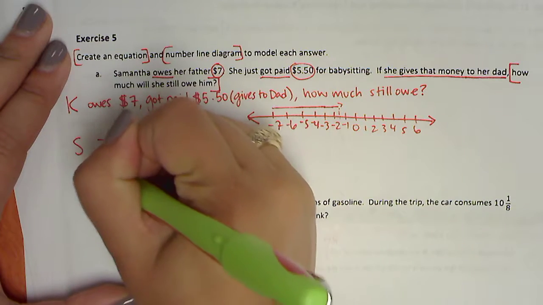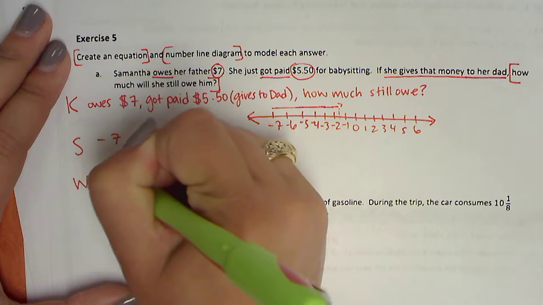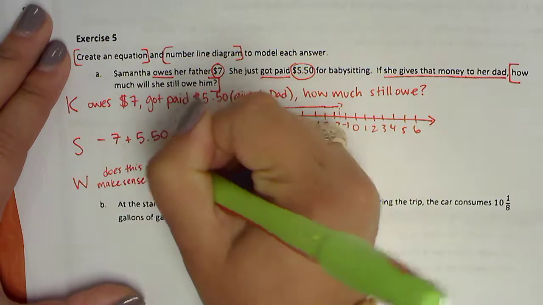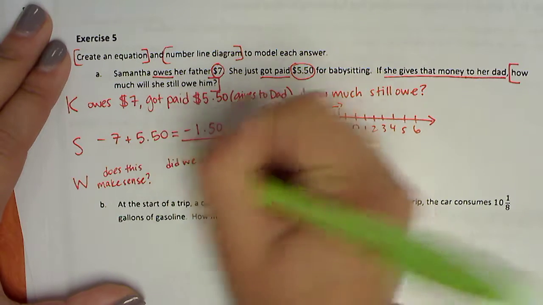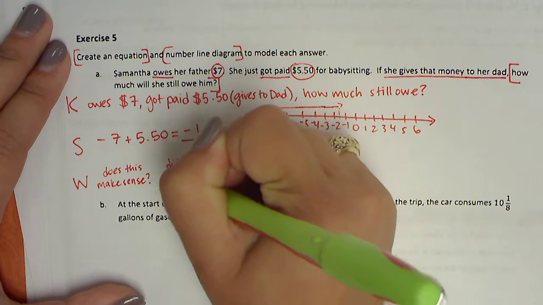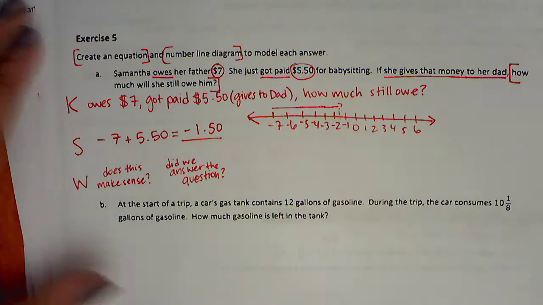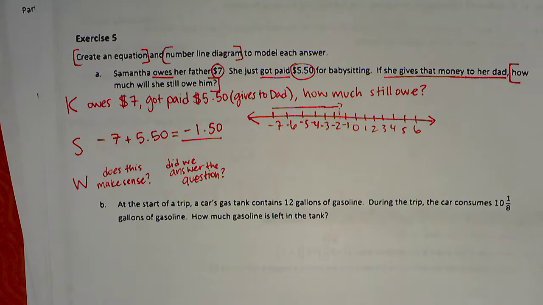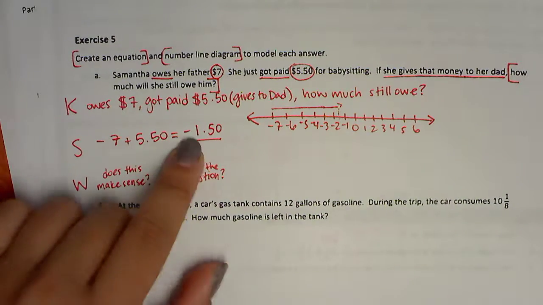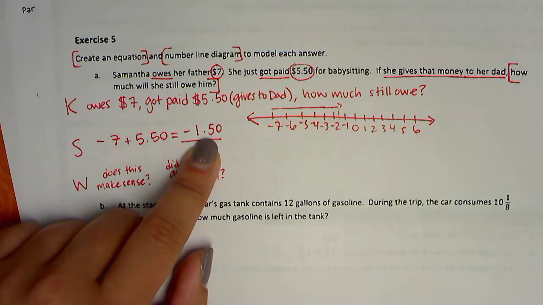Does this make sense? And did we answer the question? That's what the woe part is. Does this make sense? And did we answer the question? Let's see. Negative 1.50. The question we're asking is how much does she still owe?